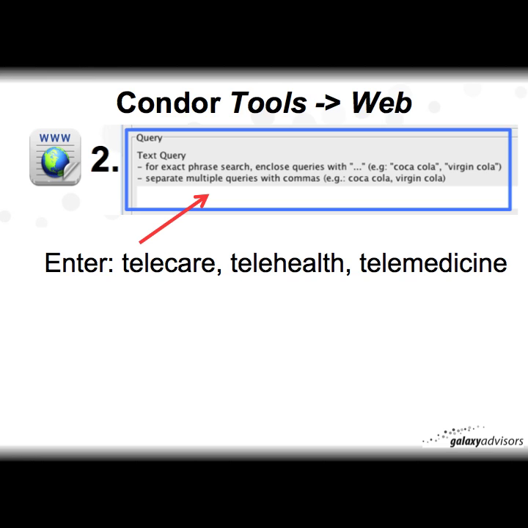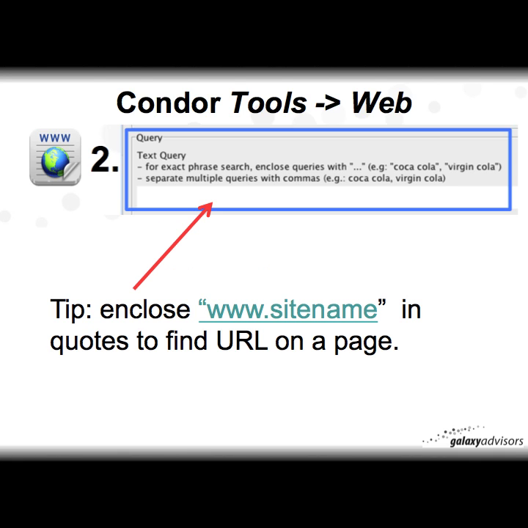Now for each one of these, it's going to create 3 separate data sets: a data set for telecare, a data set for telehealth, and a data set for telemedicine. If you also were interested in whether or not a particular URL appears in text on a web page, you just put quotes around the website name and enter in the text query. Again, this is not looking for a backlink, which is a hard link. As you click on it, it takes you to a website. This says that this site name is actually in text on that page.